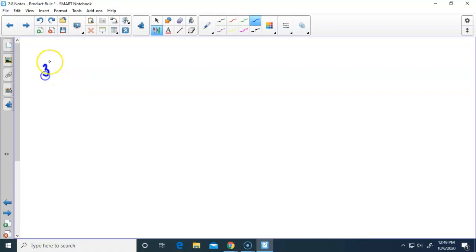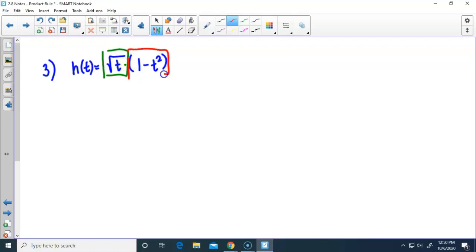So this is number 3 from the homework, and h of t equals the square root of t times 1 minus t squared. And so you have two things that are multiplied here. Technically, you could distribute the square root of t and use that to find the derivative, but I want us to use product rule because that's what we're using here. So I'm going to let the square root of t be my f, and I'm going to let this 1 minus t squared be my g.